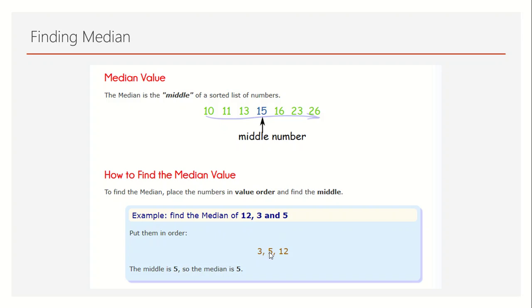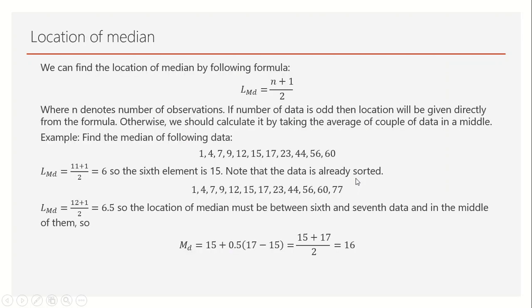For instance, if we have 3, 5 and 12, as you can see, it's sorted and the 5 is in the middle, so it's going to be the median for these values. So it's important to understand the location of a median. For finding the location of a median, we have this formula: we add 1 to the number of data and divide by 2 to find the location of the median.